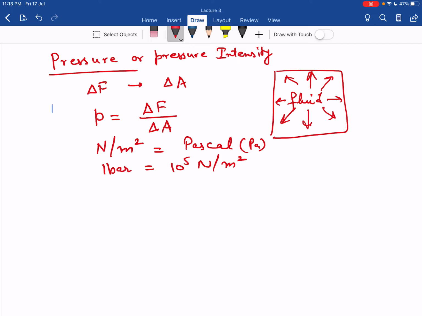Similarly, we have some more units for this pressure or pressure intensity. So those we discuss in the coming classes. Now the next property of fluid is compressibility.